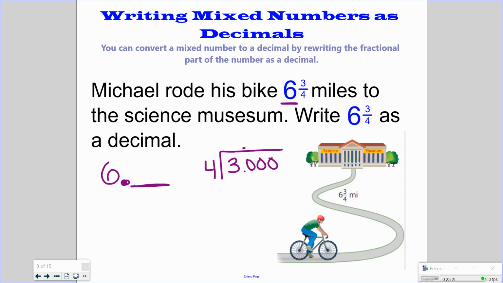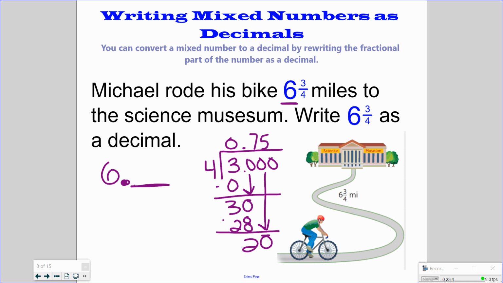Raise my decimal. 4 goes into 3, 0 times. I have a remainder of 3, bring down the 0. 4 goes into 30, 7 times. 4 times 7 is 28, and remainder here. Drop down the 0. 4 goes into 20, 5 times, with a remainder of 0. So the decimal here is 0.75, but we have 6 3/4, so it's 6.75. So if this was 7 3/4, then the number in front of the decimal would be 7. That's just a quick way to do that.